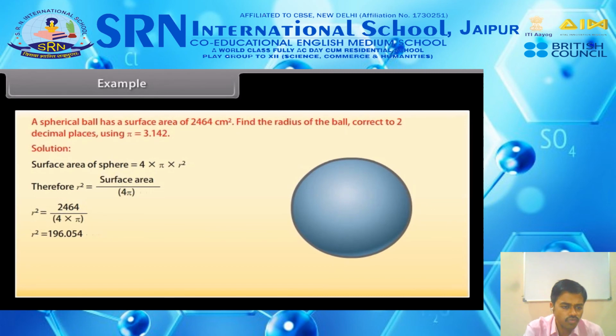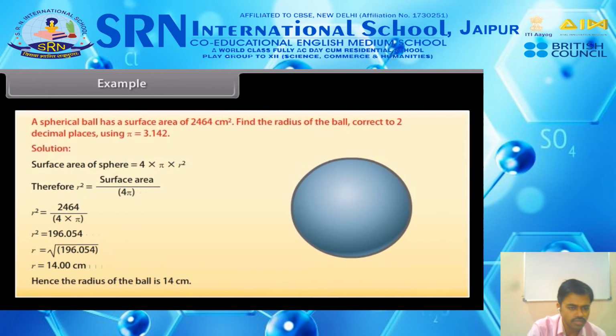Now it will give you 196.054. Now when we take the under root of 196.054, we will get 14.00 centimeter approximately. So we will consider the radius of the ball as 14 centimeter.